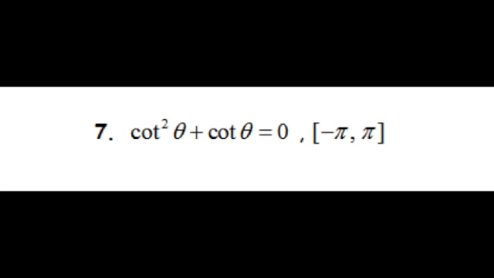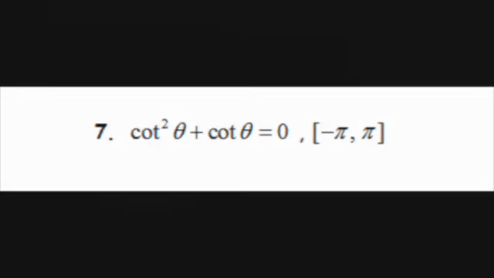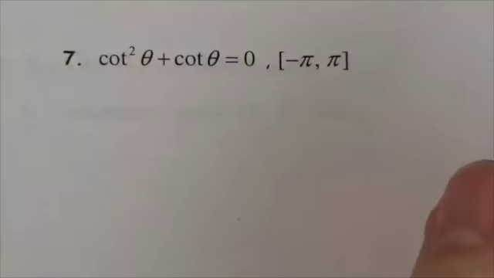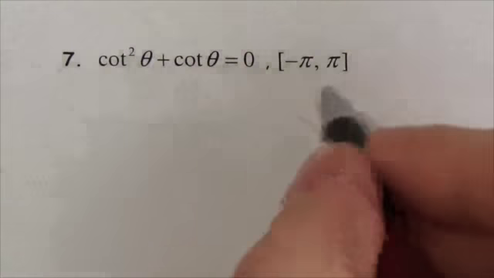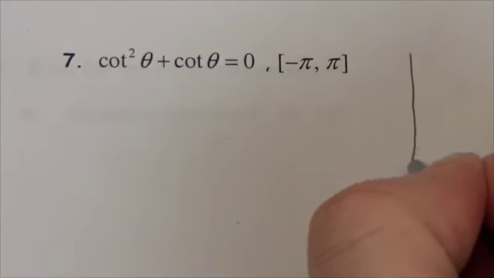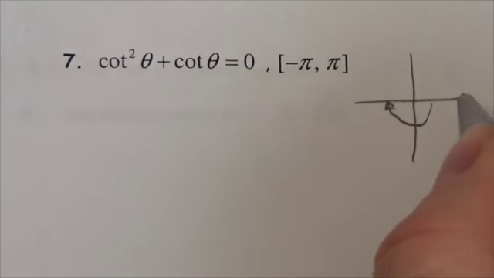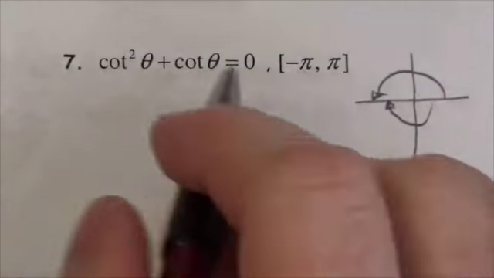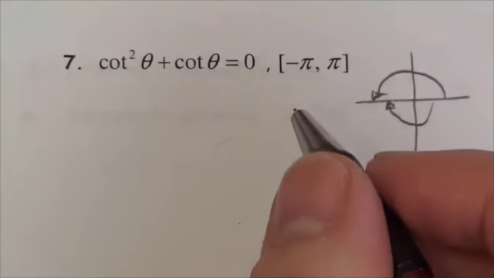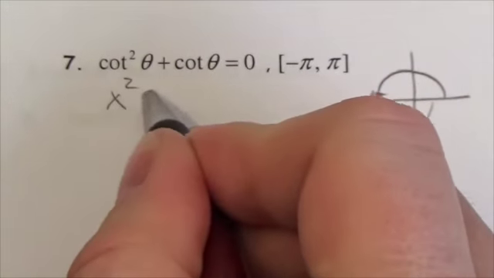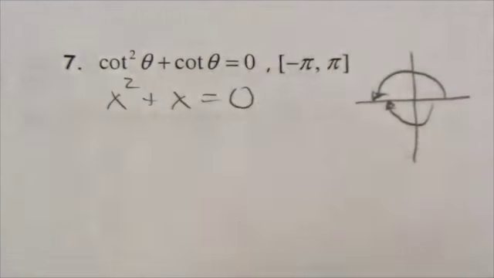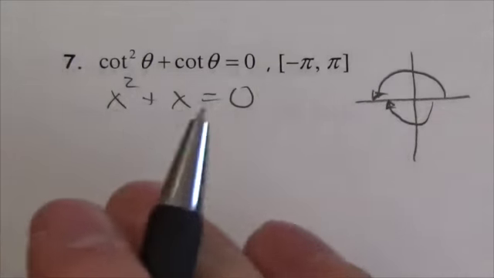Cotangent squared of theta plus the cotangent of theta equals 0, where theta is between negative pi and pi. Okay, we're just going to keep on keeping on here. Almost done with these examples. Take a look at this one right here. I've mentioned it before. I like this domain, a negative half rotation and a positive half rotation. Now I come over here. This is quadratic in cotangent, and again, I'm just going to deal with the algebra here first.